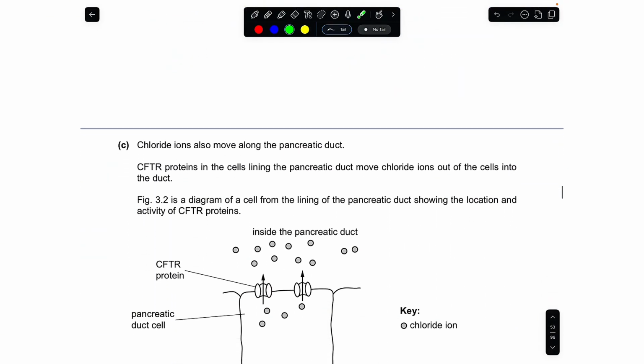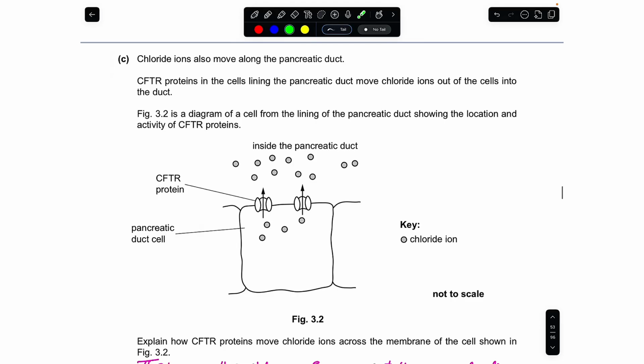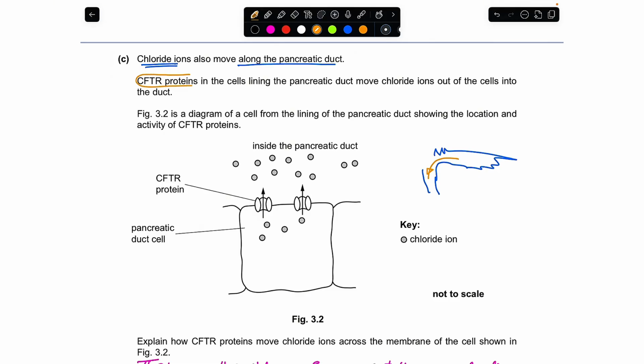The next part that we have is in terms of the movement of the chloride ions. Now, what they are telling us is that the chloride ions move along the pancreatic duct. Like if I have this pancreas with me, and then there comes the pancreatic duct. So the chloride ions move along the pancreatic duct. They tell us that there are proteins, the CFTR proteins, and they are available in the cells that line the pancreatic duct and they move the chloride ions out of the cells into the duct.